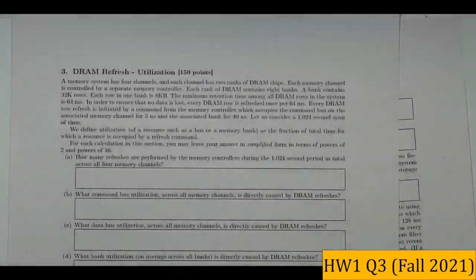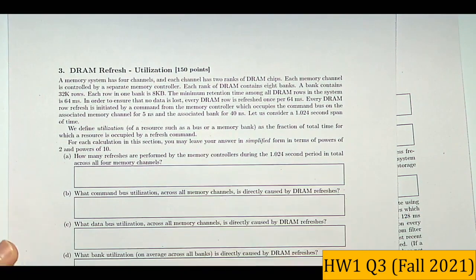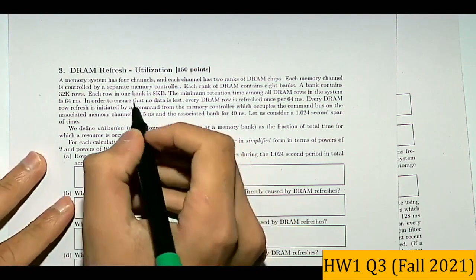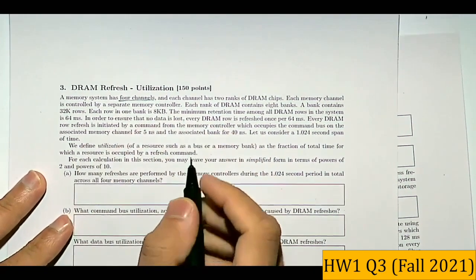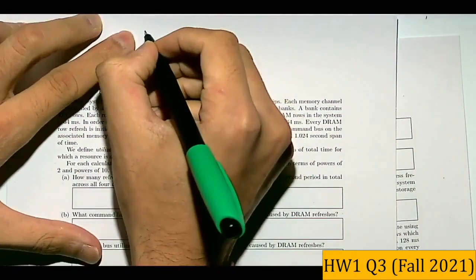Okay, so I'm going to start off with the first question here, and it's on DRAM refresh utilization. We start off with this large paragraph that describes the system that we're going to deal with. So let's go through that. Here we see that the system has 4 channels, and I'm just going to write this configuration up here so that we have it a little bit summarized.